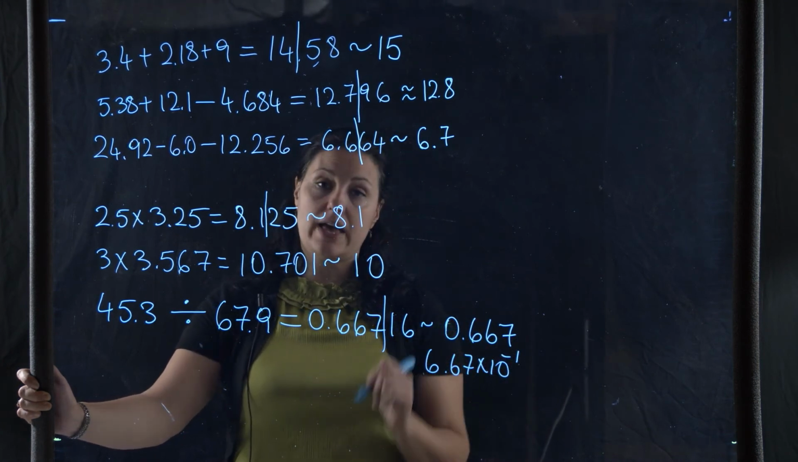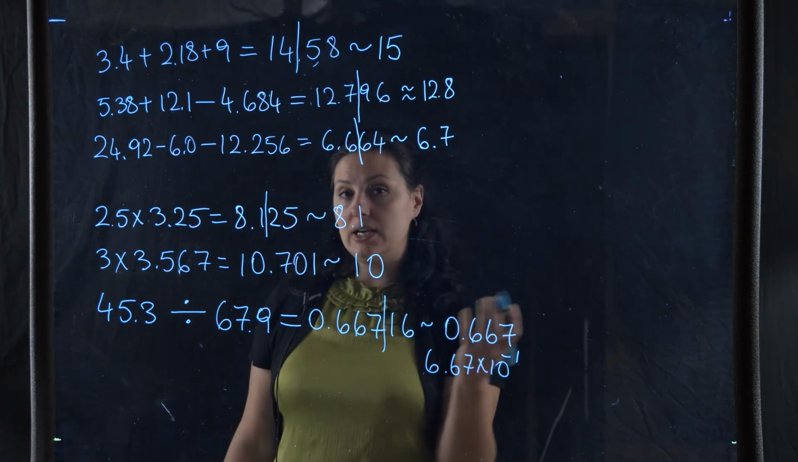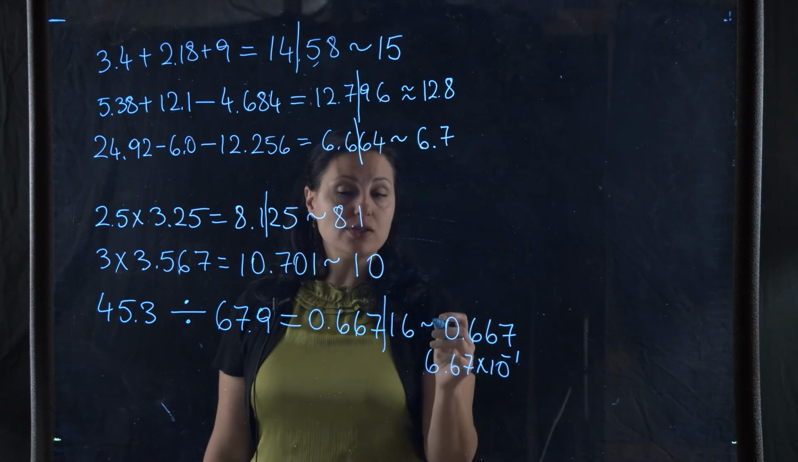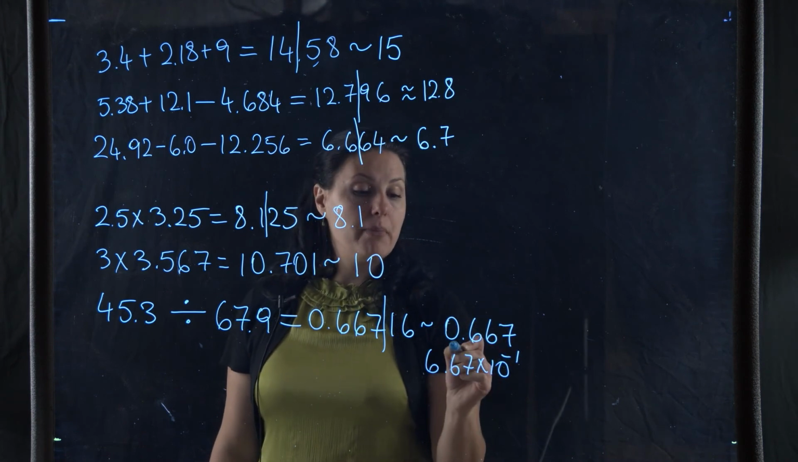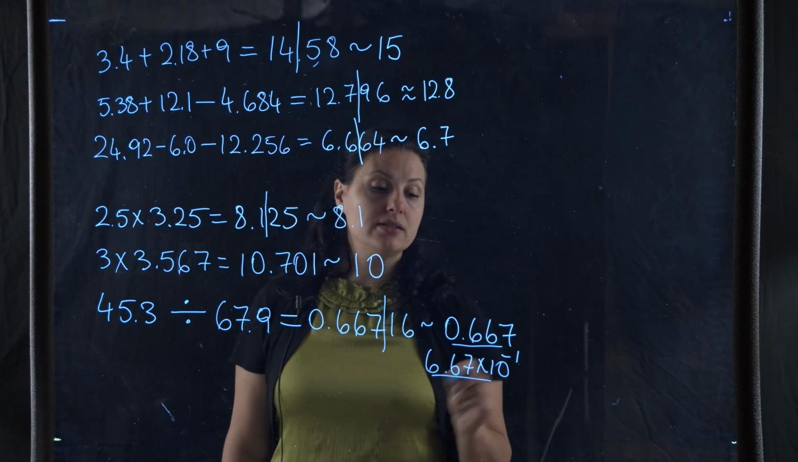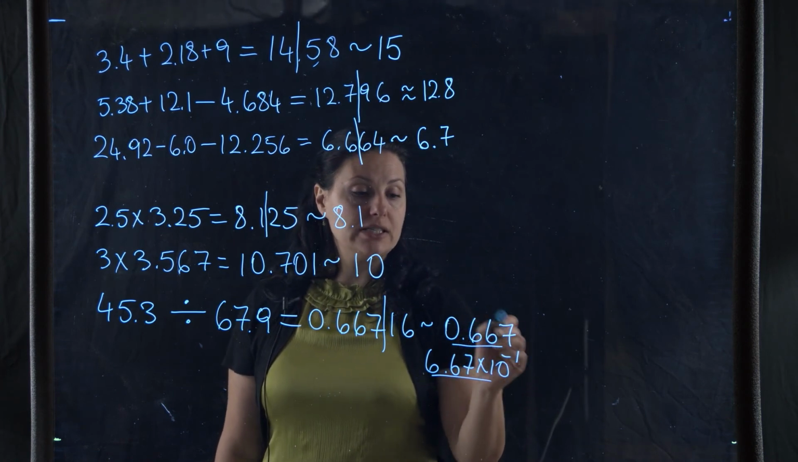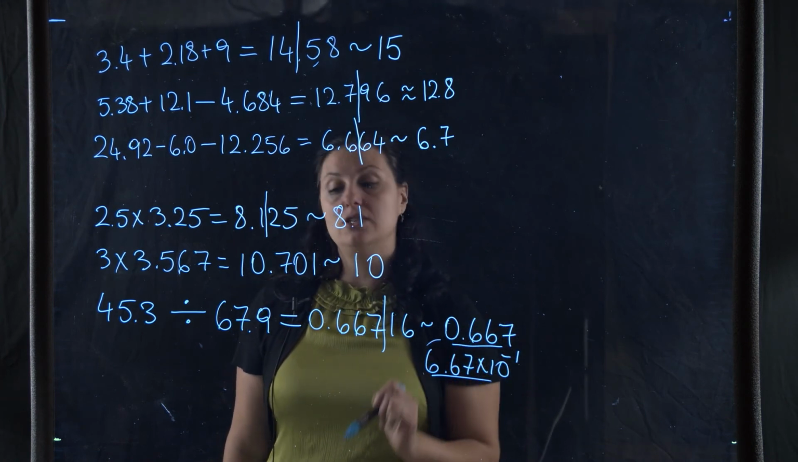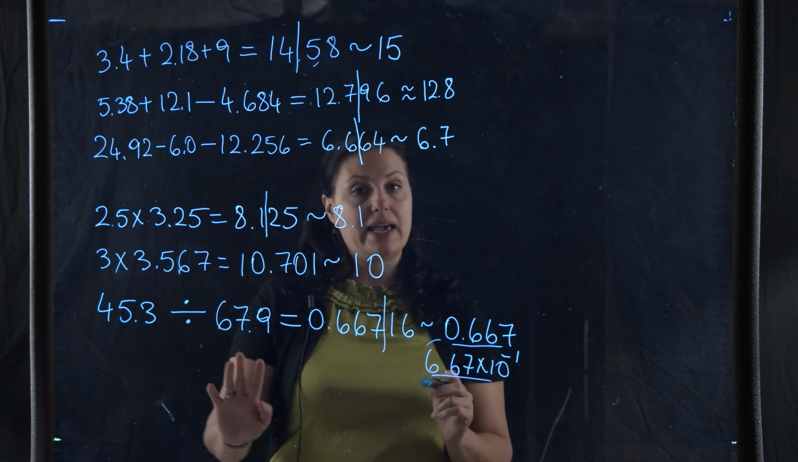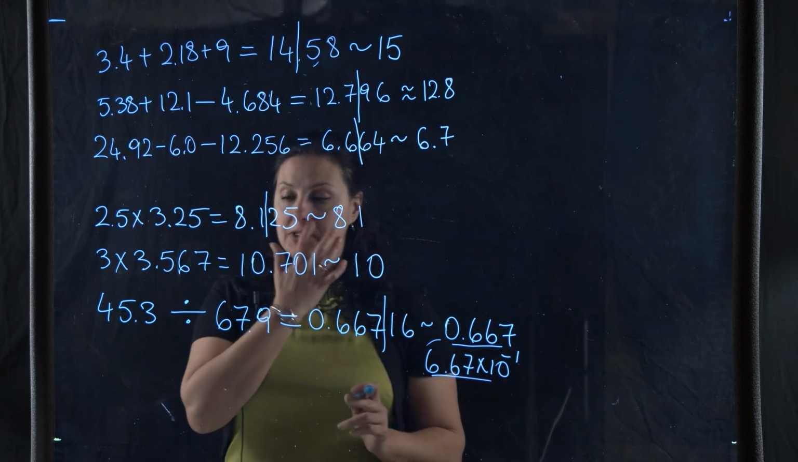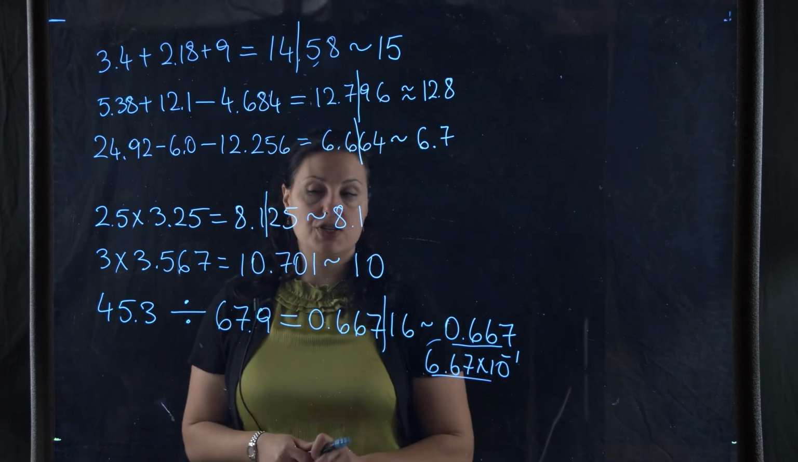And that will get rid of that 0, meaning it's just a placeholder. It's not significant. But either one of these answers is correct. I have 3 significant digits here and 3 significant digits there because the numbers that I'm dividing both have 3 significant digits.